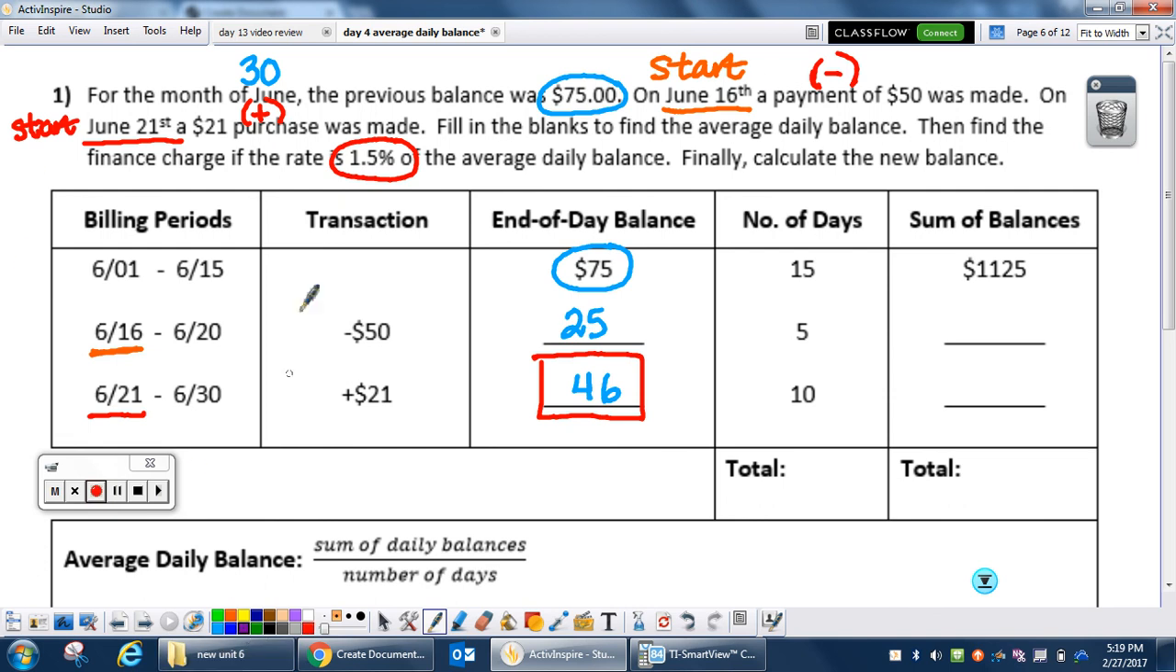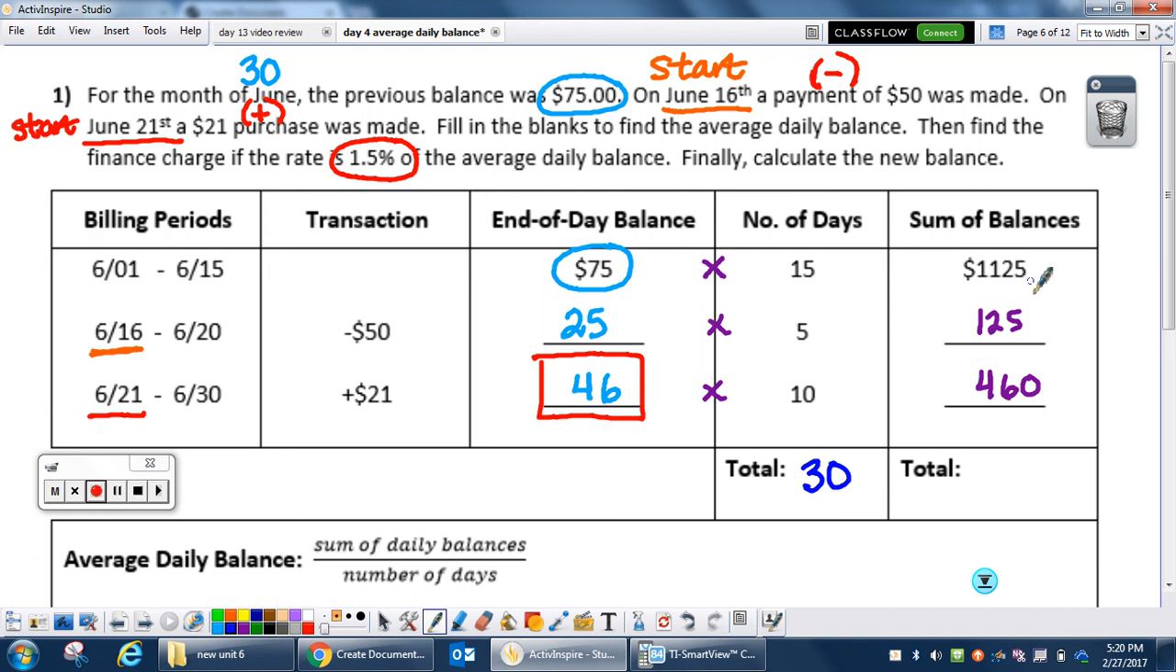So then we're finding an average, so what we do is to get the sum of the balances, we do 75 times 15, because for 15 days our end of day balance was 75. Then you're going to do 25 times 5, which gets you to 125. And then you do 46 times 10, which gets you to 460. Okay? A good self-check is that these numbers should total up to the amount in June. And 5 plus 15 plus 10 gets you to 30, so you're good to go.